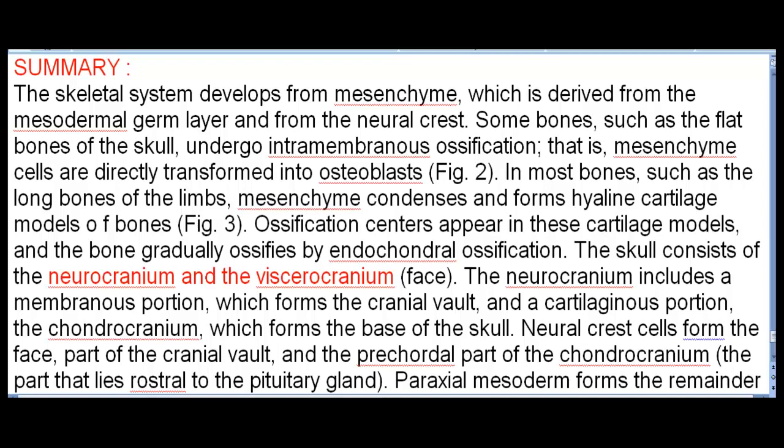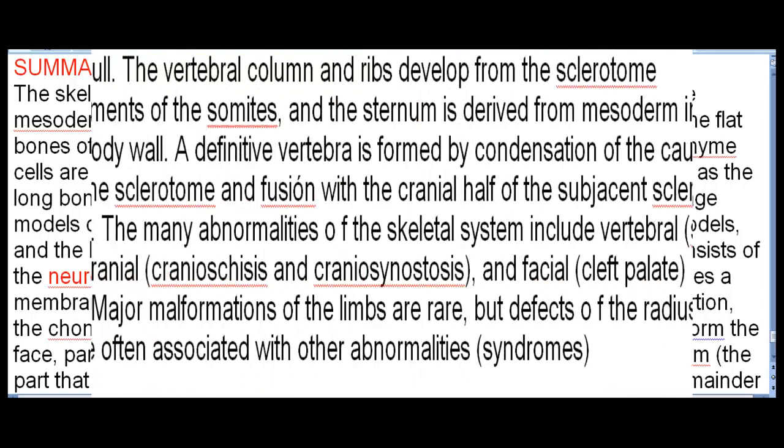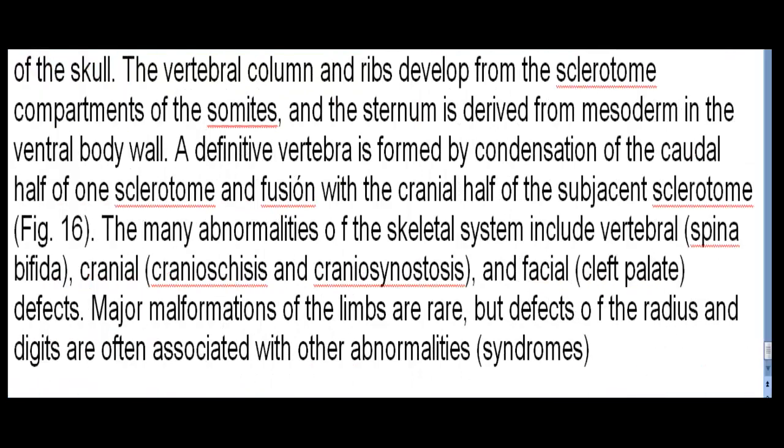The skull consists of the neurocranium and the viscerocranium, face. The neurocranium includes a membranous portion, which forms the cranial vault, and a cartilaginous portion, the chondrocranium, which forms the base of the skull. Neural crest cells form the face, part of the cranial vault, and the precordal part of the chondrocranium, the part that lies rostral to the pituitary gland. Paraxial mesoderm forms the remainder of the skull. The vertebral column and ribs develop from the sclerotome compartments of the somites, and the sternum is derived from mesoderm in the ventral body wall.